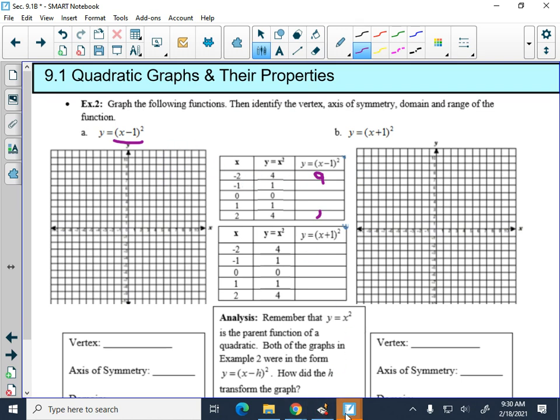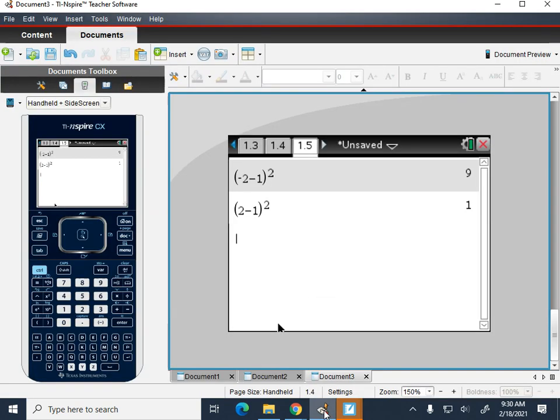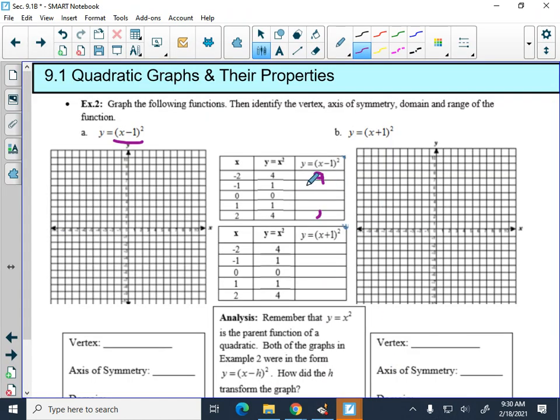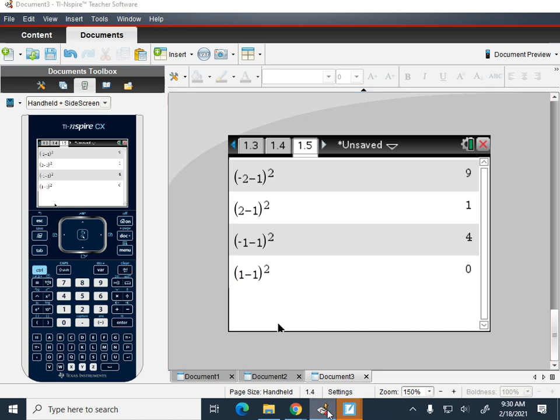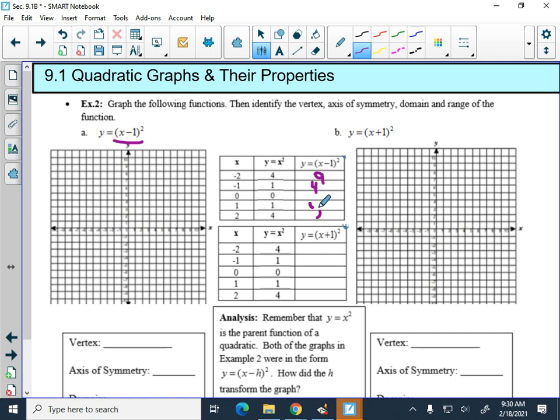Let's try the negative 1. Instead of negative 2, I'm going to put in negative 1. Negative 1, subtract another one is negative 2. Squared will be positive 4. We still haven't gotten any of the same numbers yet. Let's try putting in the 1. 1 minus 1 is 0. Squared is 0. Huh. None of those numbers are the same.